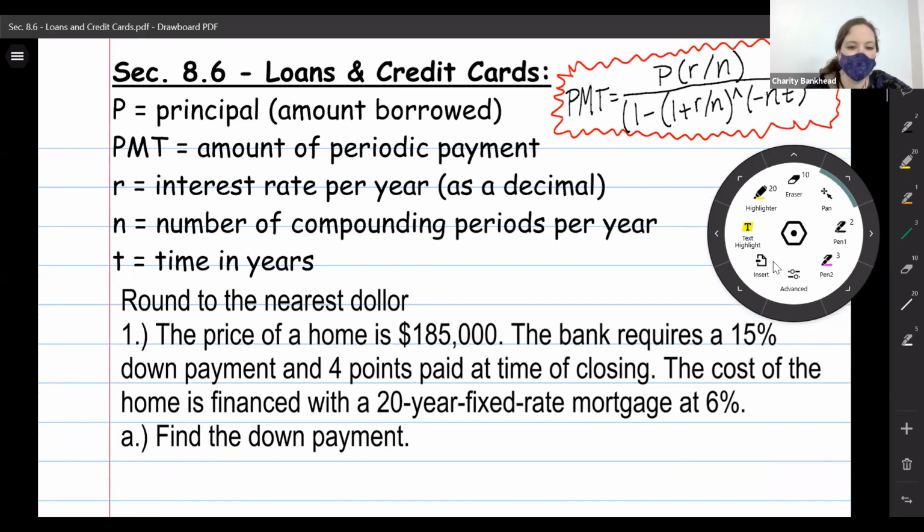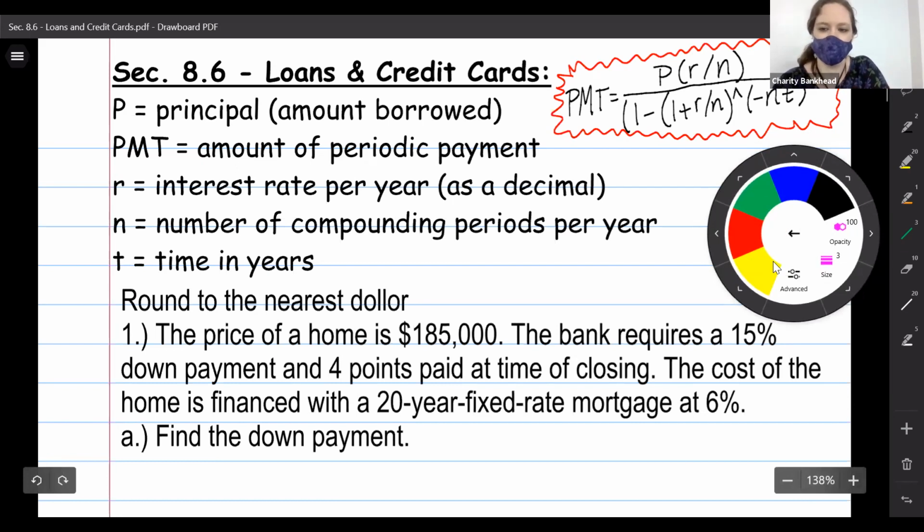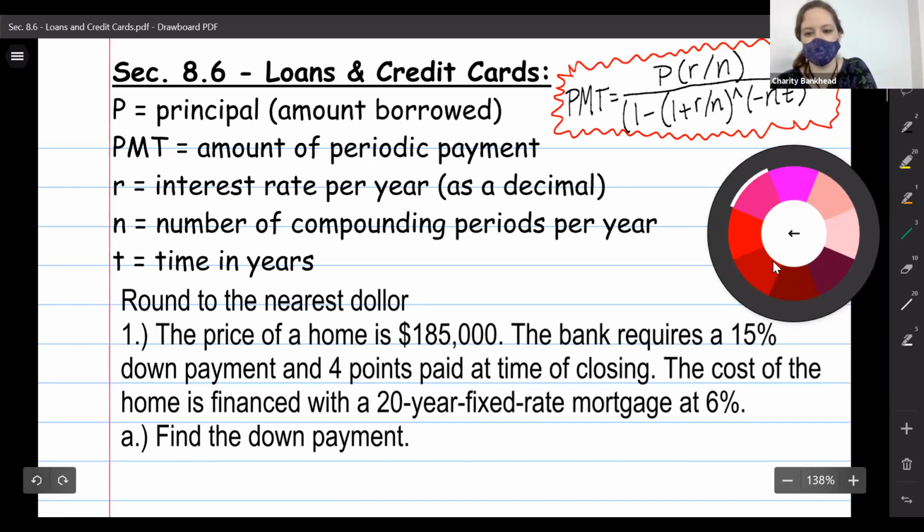So let's see here. Number one, the price of a home is $185,000. The bank requires a 15% down payment and 4 points paid at the time of closing. The cost of the home is financed with a 20-year fixed rate mortgage at 6%. Find the down payment, first of all. So the home is $185,000, and you're going to make a 15% down payment. So we're just going to calculate 15% of 185,000 to get the down payment.